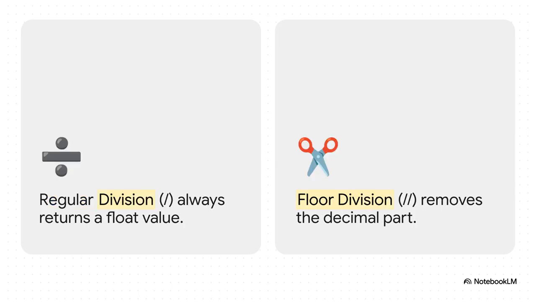Here's another classic blunder, mixing up your divisions. Regular division, the single slash, always gives you a decimal float. Floor division, the double slash, chops that decimal right off. If you mix these two up, your program might just crash because it's suddenly trying to process a fraction when it was desperately expecting a clean whole number.